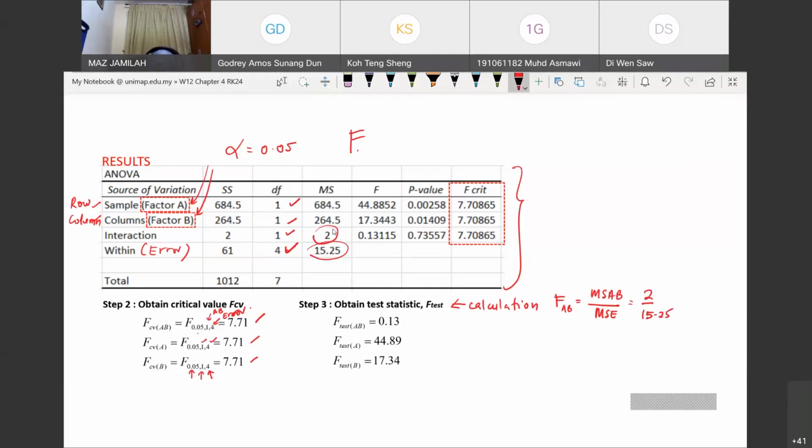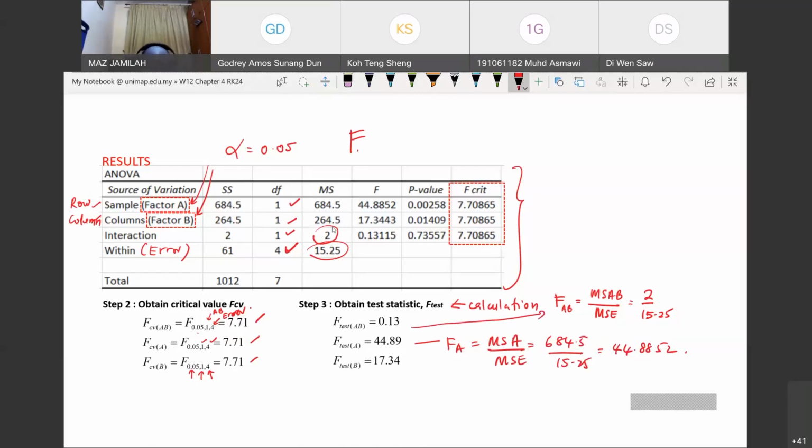If you are talking about FA, it will be MSA divided by MSE. So it will be 684.5 divided by 15.25. That's why you get 44.8852. That's how we calculate the F test.